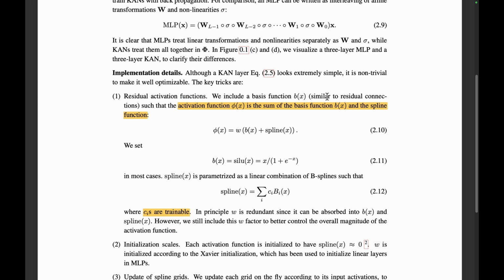So they've included a basis function similar to residual connections, such that the activation function is the sum of the basis function along with the spline function. So you've got the spline function and you're adding up the basis function in order to form your residual activation function. And they've chosen SiLU, which is a standard activation function, for the basis function.